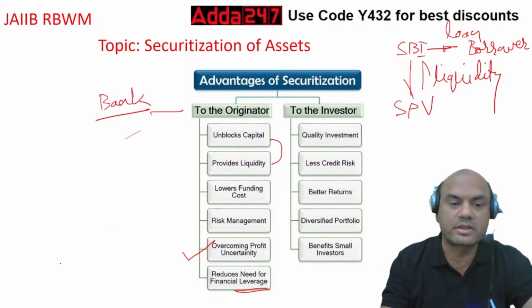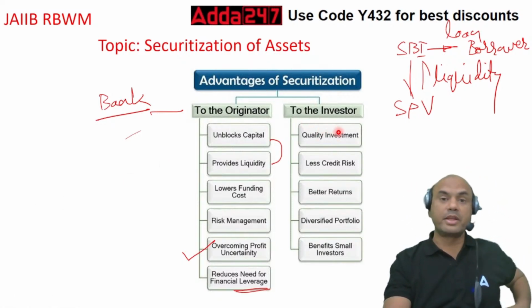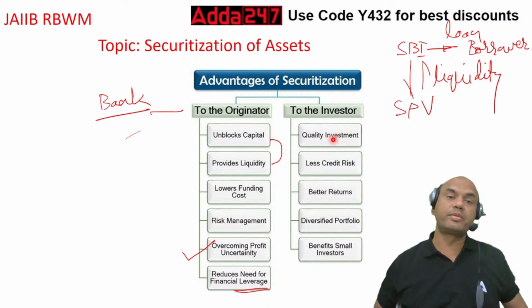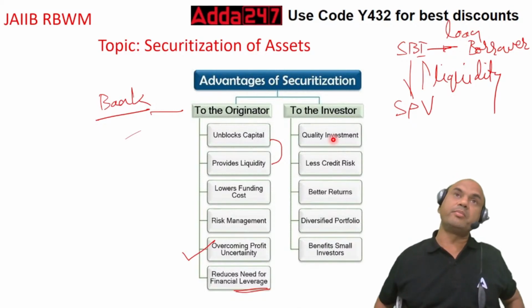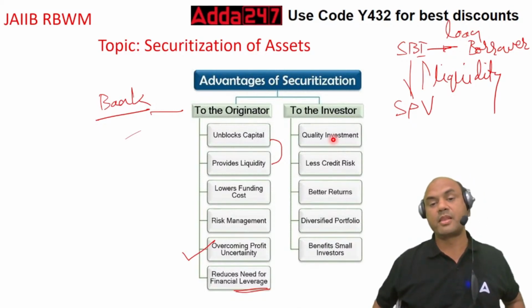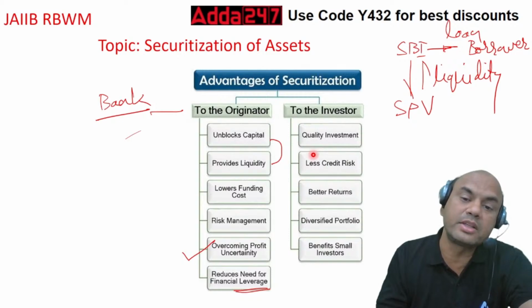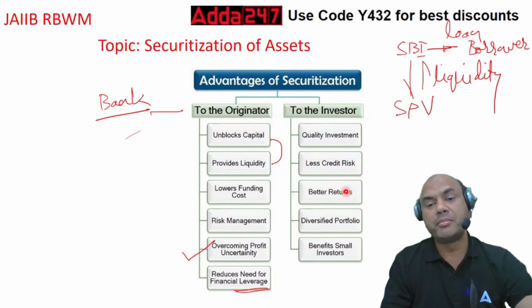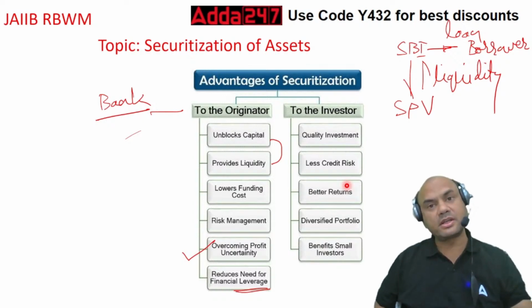What is the profit to the investor? Look at this. Profit to the investor is quality investment. So the investor gets a rated company. Rated means, suppose if I am having the rating of AAA plus, it means I am safe. So quality of the investment will be better for the investor. Less credit risk. Why? Because I am already having the credit rating. So less credit risk. Better returns. Better returns means better than the bank. Generally it is compared with the bank. So better returns than the bank. Bank gives 6%, you will get 8%.